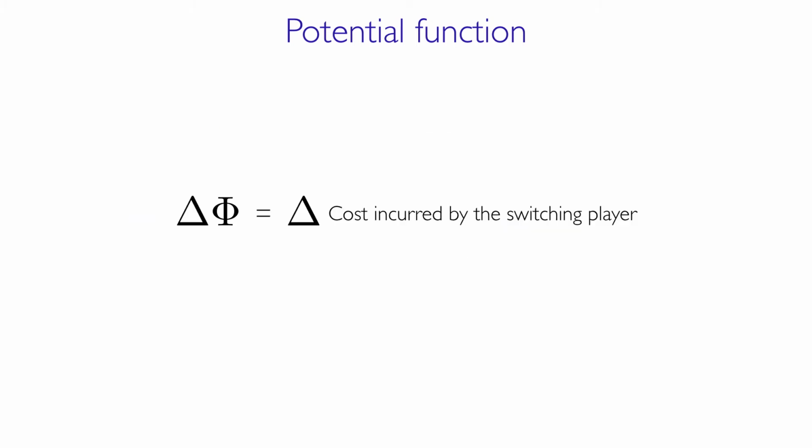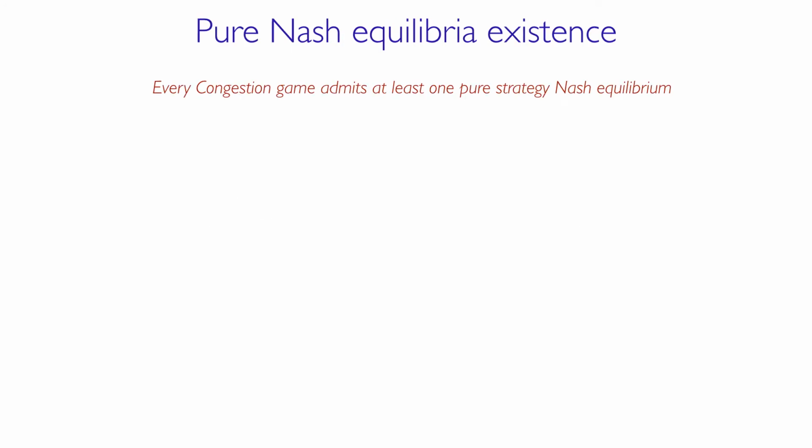This equivalence between the variation of the potential function and the cost of the switching player holds in every congestion game, independently of the definition of the space of the actions. So it is a property of every congestion game. We can exploit this property to prove an important theorem. That is, every congestion game always admits at least a pure strategy Nash equilibrium.